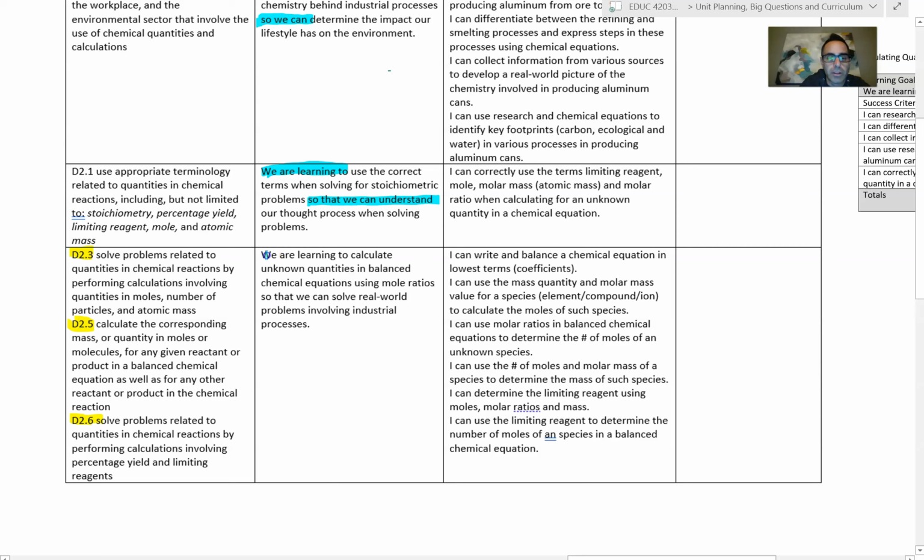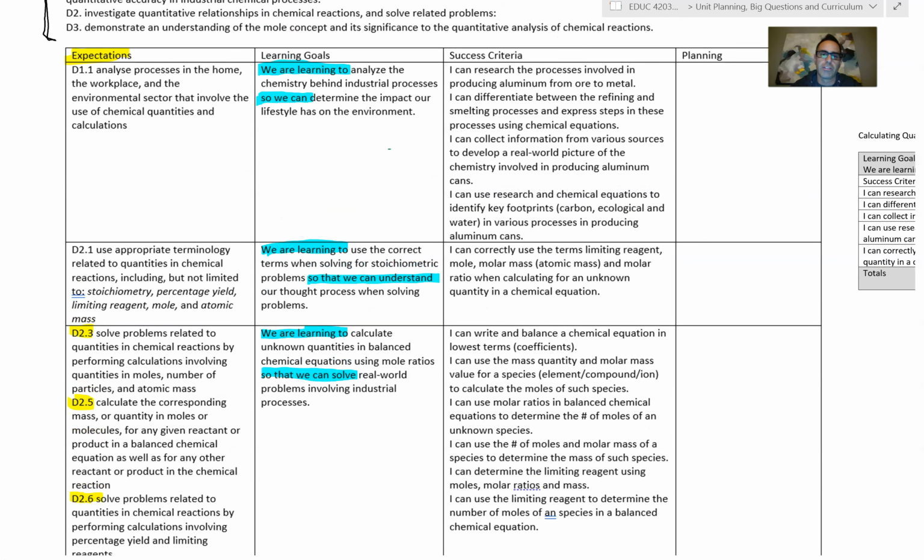So again, we are learning to, in this case, calculate unknown quantities in balanced chemical equations. I throw that in there because that's an important thing I want kids to remember, that right from the get-go, you can't do any of this unless you balance your chemical equations. Using mole ratios so that we can solve real-world problems involving industrial processes. Notice I'm using similar language to the other learning goals, and that I think is really important.